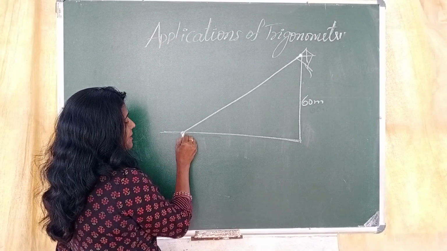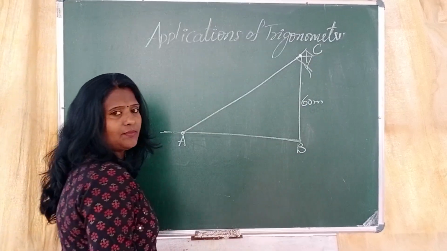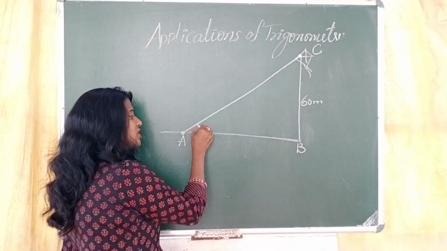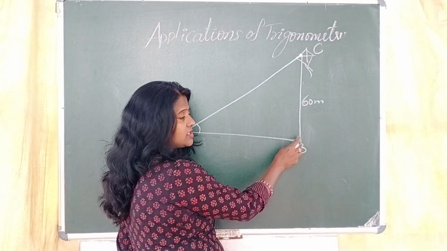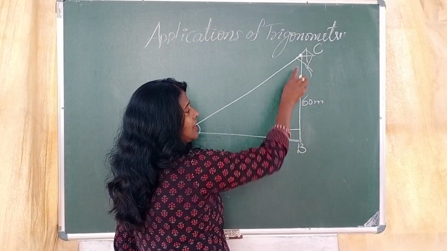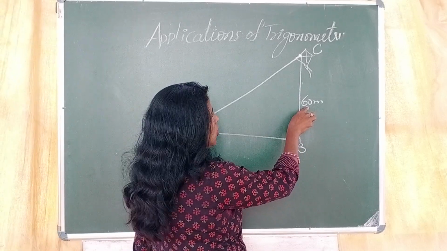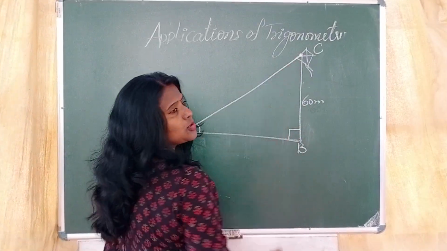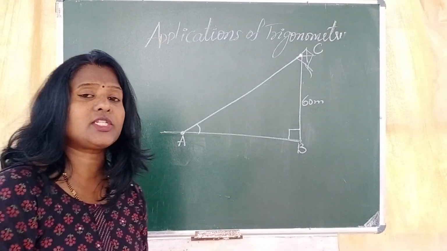Let me name this as A, B and C. Here A is the position where the string is tied, and this is the perpendicular distance from the kite to the ground, which is 60 meter above, and C is the position of the kite. So like this you have to imagine. Now what is the question?